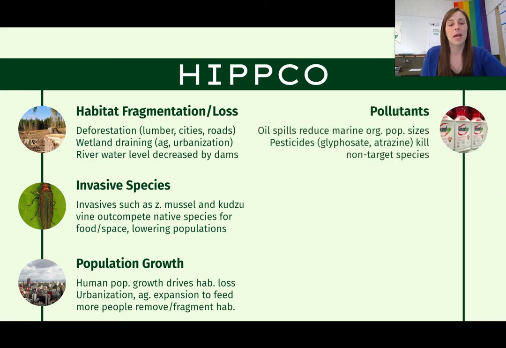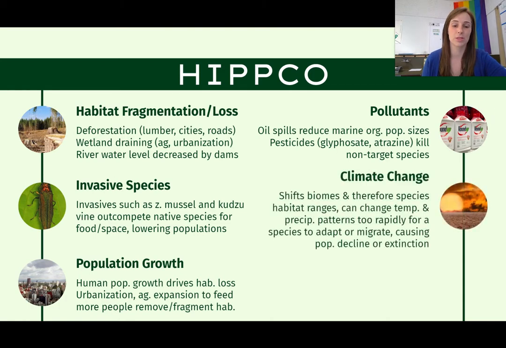Our second P is going to be pollutants. Notice the fact that I said pollutants, not pollution, because pollutants are the actual things. Pollution is just a term that doesn't really have any scientific substance to it. So specific pollutants, such as oil spills, can reduce our biodiversity for marine populations. We also have pesticides that are going to kill not only the species that they're trying to kill, but also our non-target species. So that's going to lead to a loss of biodiversity.